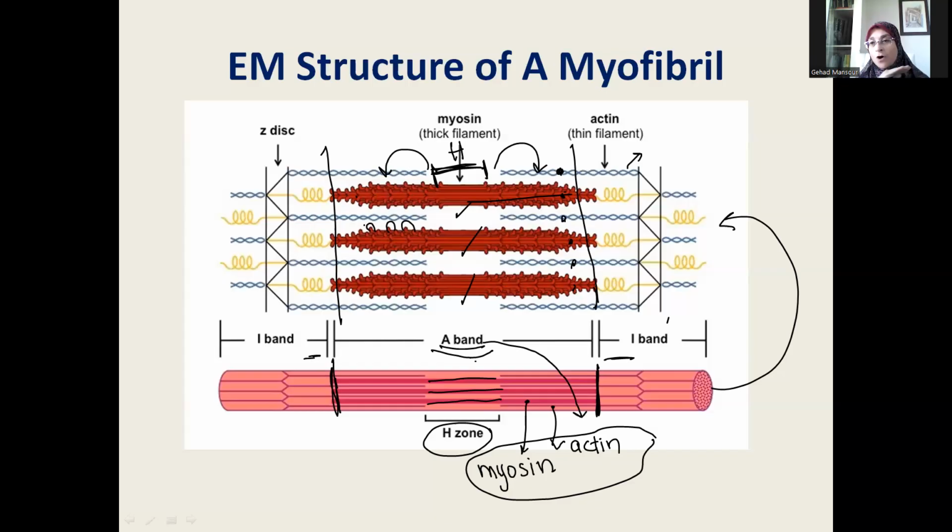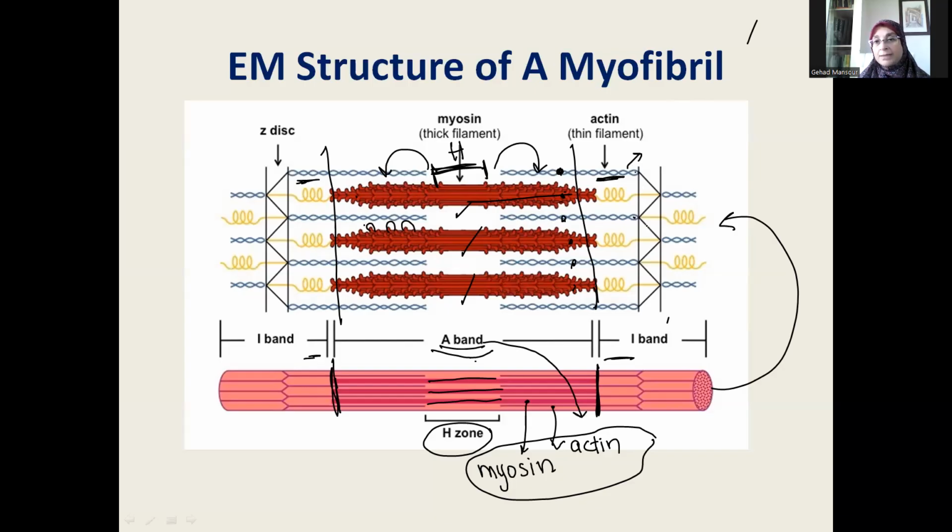What's present in all parts of the dark band is myosin, whereas in the light bands, we have actin filaments only. As you can see here, we have actin filaments only, the blue filaments.